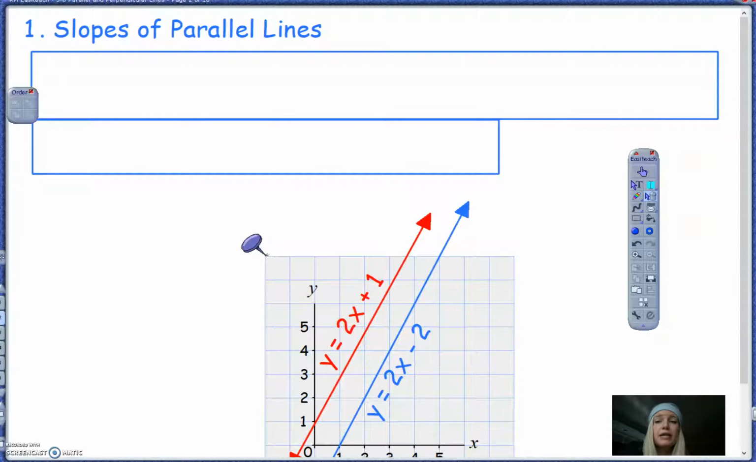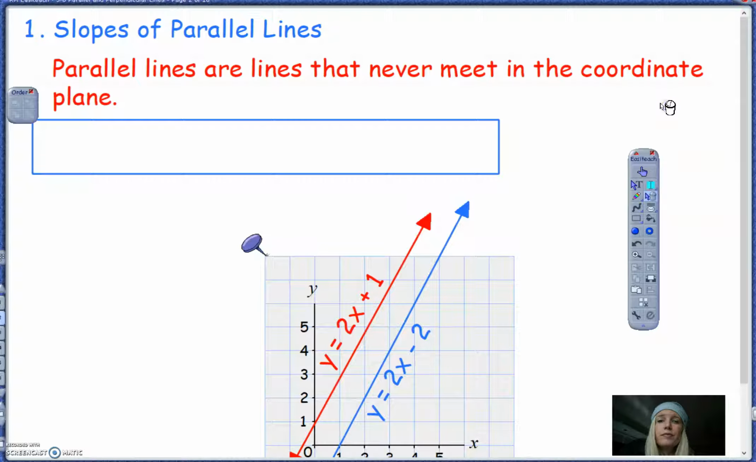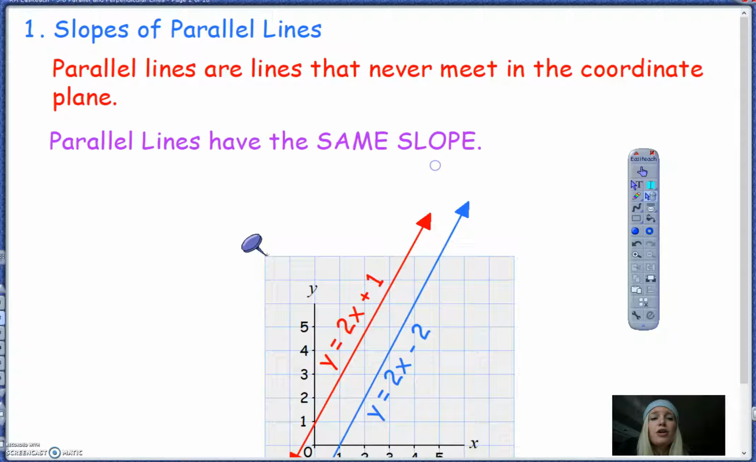Okay, so parallel lines are lines that never meet on the coordinate plane. So they go on forever, and they're equidistant from each other. And you should also hear this a lot in art class. I know that Ms. Anderson talks about it. So if they go on and they are always equidistant from each other, and they continue on throughout the plane and they never touch, you should know that they have the same slopes.